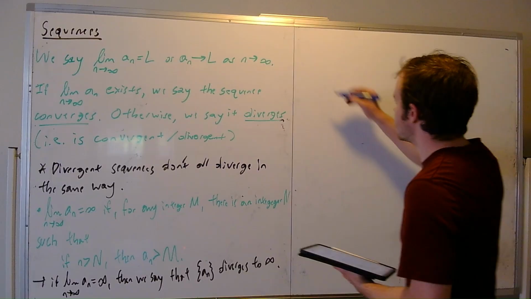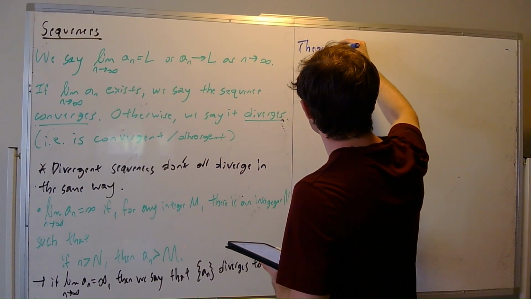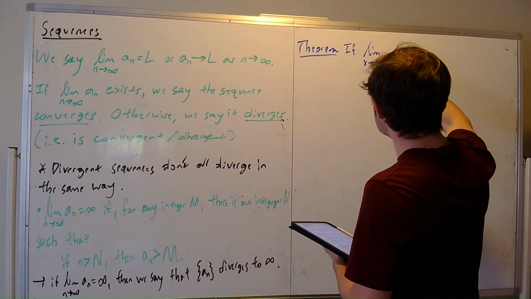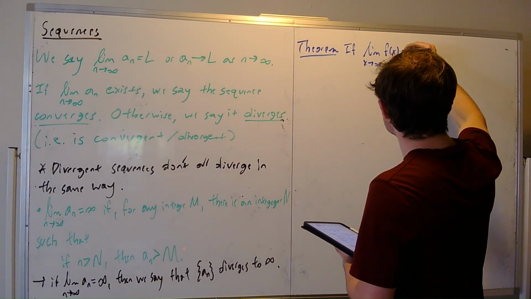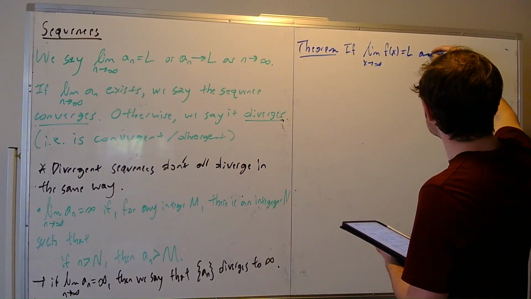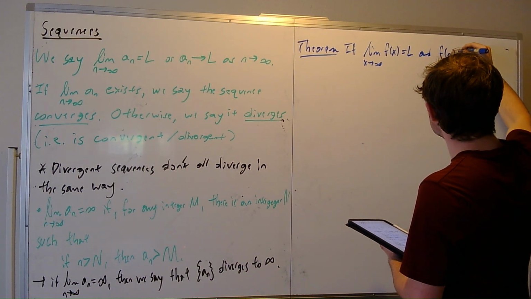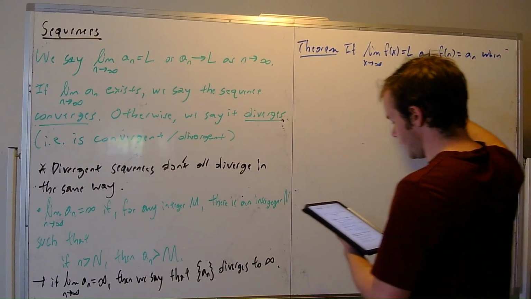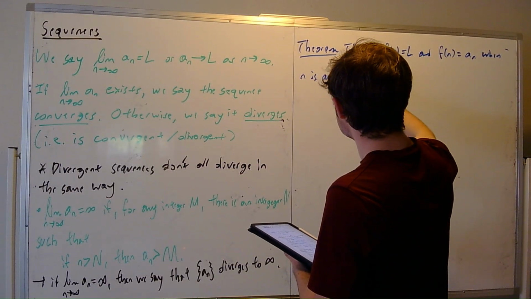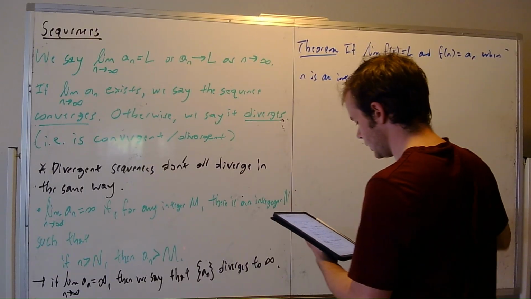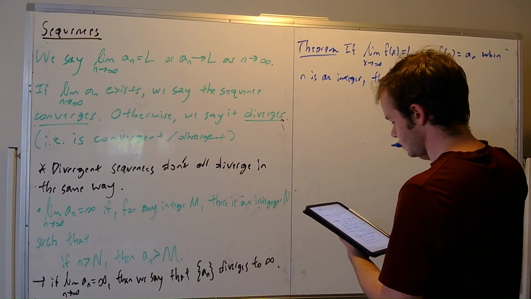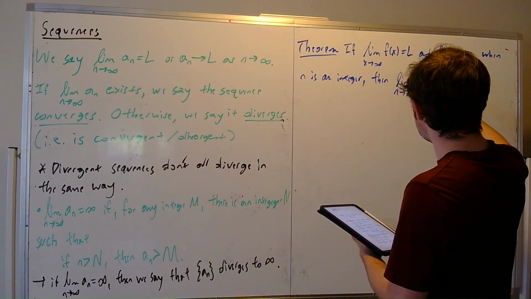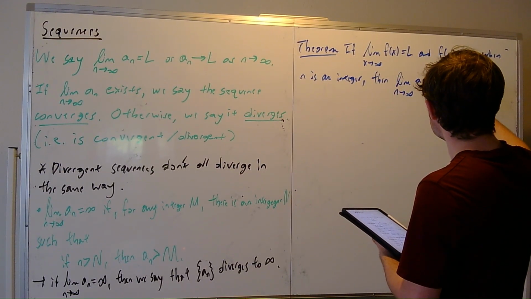So theorem: if the limit as x goes to infinity of f of x equals L, and f of n equals your entry a_n when n is an integer, then the limit as n goes to infinity of your entries a_n in your sequence is going to be equal to L.